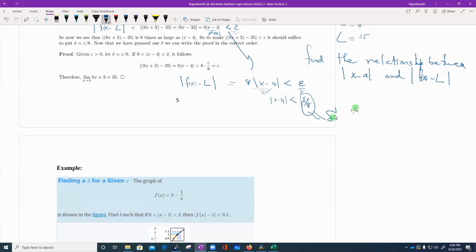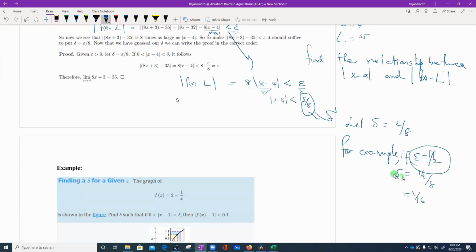Remember I told you earlier, your delta always depends on epsilon. So now here I am assuming that delta is epsilon over 8. Epsilon could be any number. For example, if epsilon is half, then what is your delta? Your delta should be epsilon over 8. Your epsilon is half, so it should be half over 8, which is 1 over 16. That means for each epsilon you fix here, you can always find one corresponding delta.